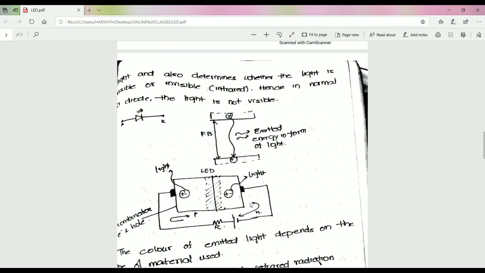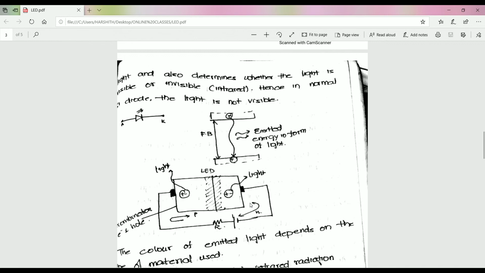When a PN junction is forward biased, the electrons cross the junction from the N-type semiconductor material and recombine with the holes in the P-type semiconductor material. The free electrons are in the conduction band while the holes are in the valency band.